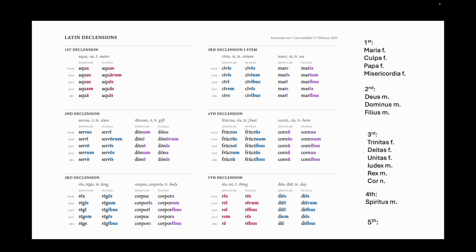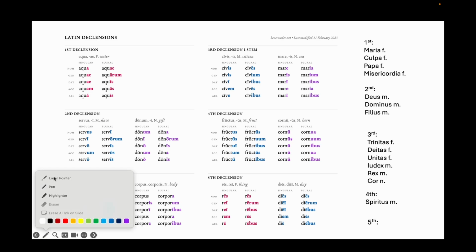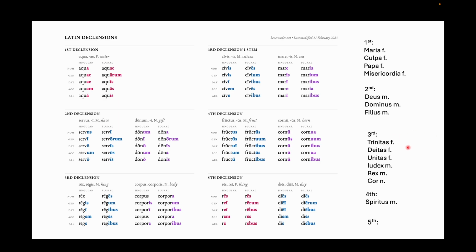Now this is a rather hideous slide. This is just to show you all the declensions, the 5 declensions, which are groups of patterns of endings for all the various nouns in Latin. And on this side of the slide I put some examples of nouns from the Preces which fall into each of the different categories. I'm just going to put my pointer on to be like a laser pointer. So the first declension are nouns like Maria, Papa, Misericordia.